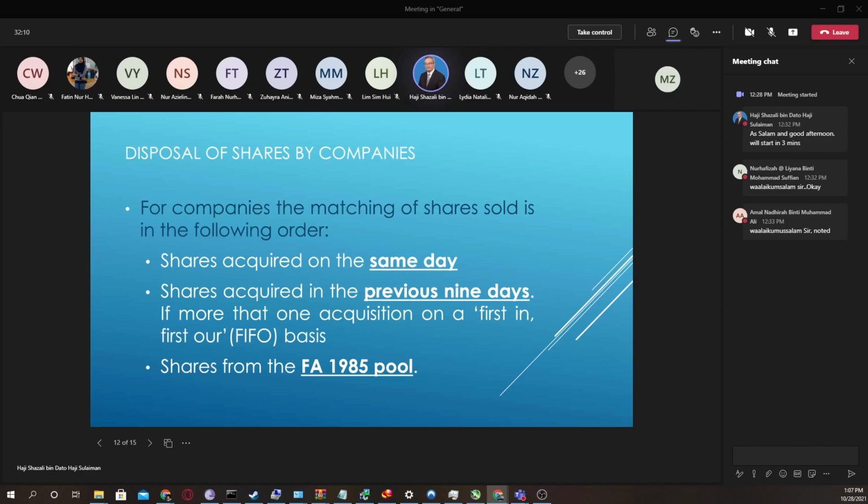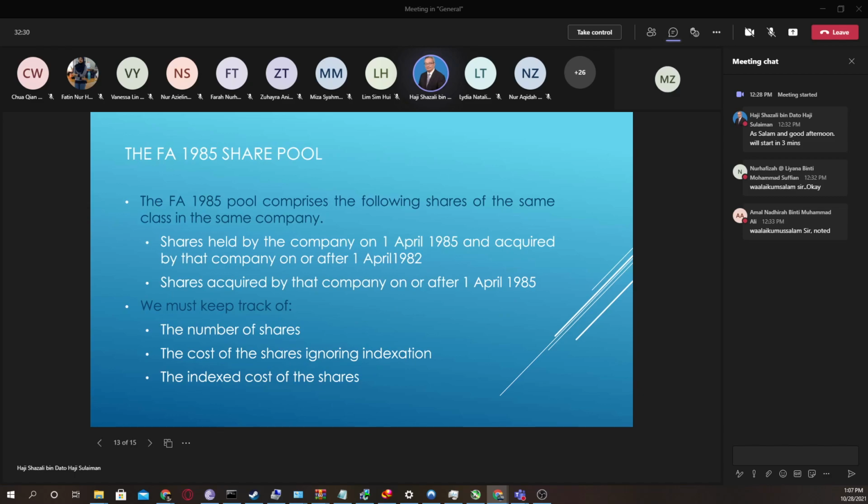That's a term that has been used going back to 1982. As to why it's called the FA 1985 pool, that was what was used by the tax authority since 1985. Okay, so let's have a look. Now, the FA 1985 share pool comprises the following shares of the same class in the same company. These are usually shares held by the company on 1st April 1985 and acquired by the company on or after 1st April 1982.